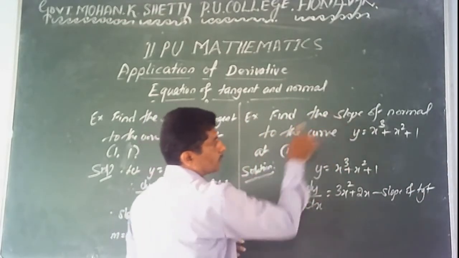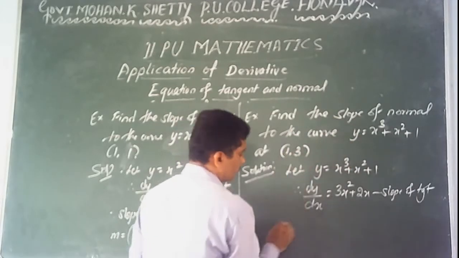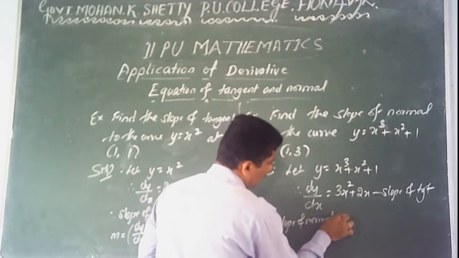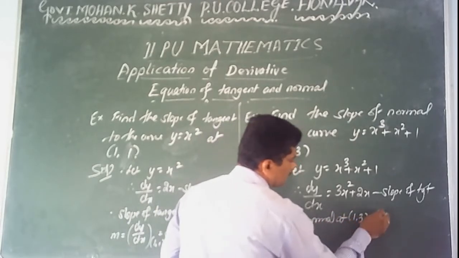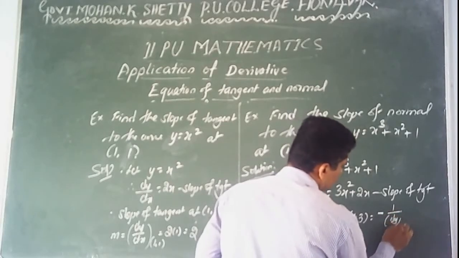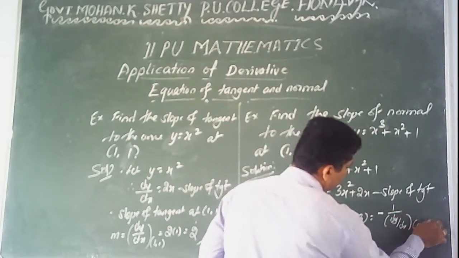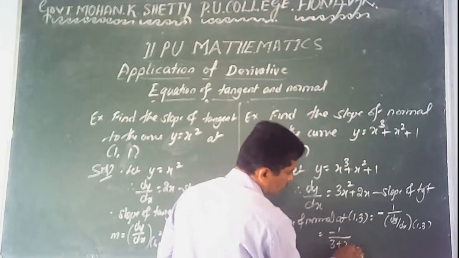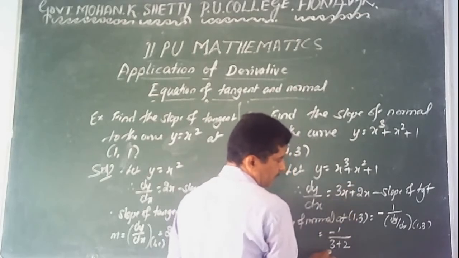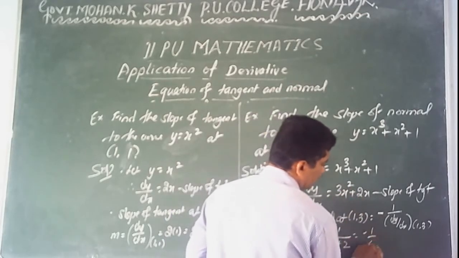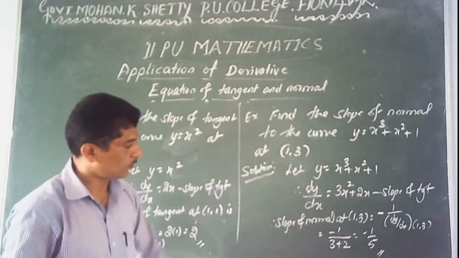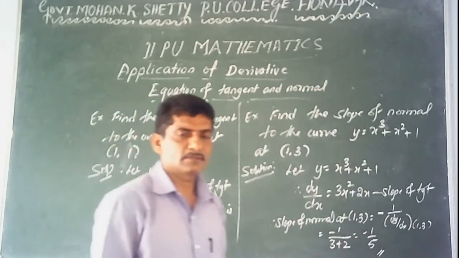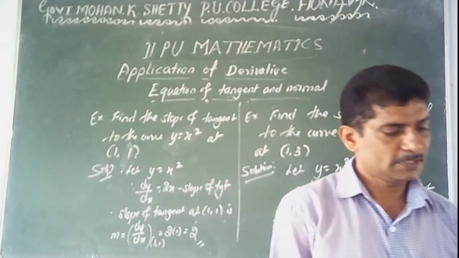But here we need to find the slope of normal to the curve at the point 1 comma 3. Therefore, the slope of normal at the point 1 comma 3 is minus 1 divided by the value of dy upon dx at the point 1 comma 3. Write minus 1 divided by, put x equal to 1, 3 plus 2. 3 into 1 square is 3, 2 into 1 is 2, so minus 1 divided by 5. This is the slope of normal to the curve. These are the examples. We will solve some other problems in the next class. Thank you.